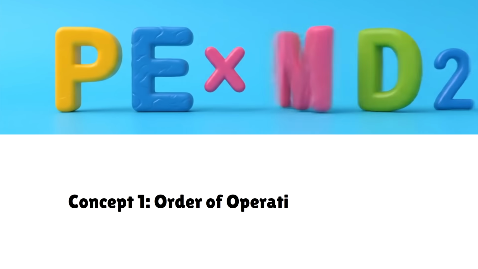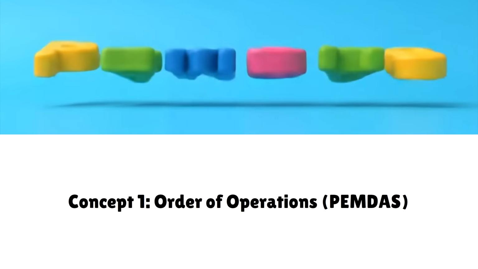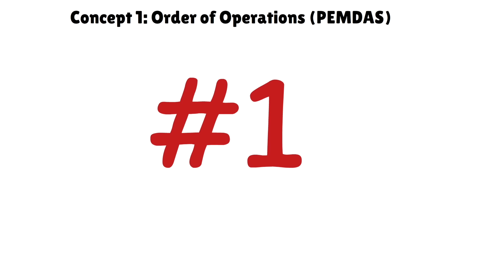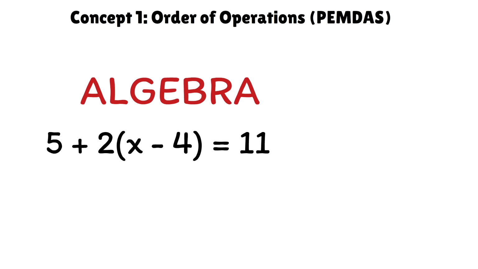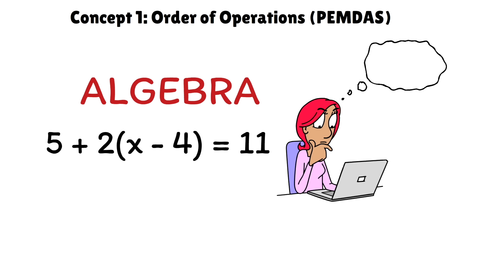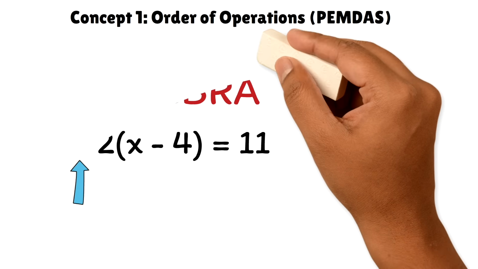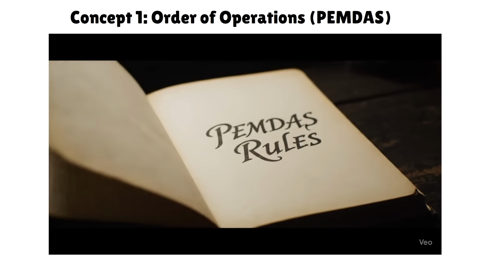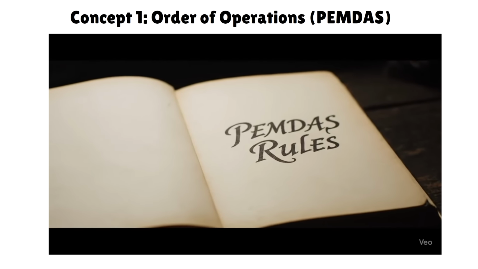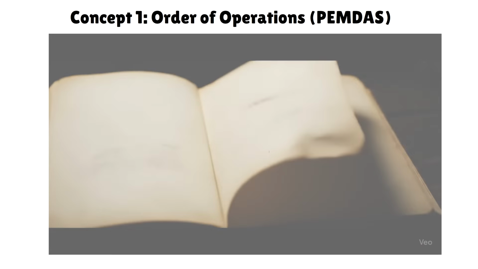First up, PEMDAS and Reverse PEMDAS. Why is this the number one thing to review? Because in algebra, you'll see problems like 5 plus 2 in parenthesis, x minus 4 equals 11. If you don't know PEMDAS, your brain might tell you to do 5 plus 2 first. That's a critical error. PEMDAS or Reverse PEMDAS is the rulebook that tells you what to handle first. Mastering this rulebook is the key to solving almost every type of algebra problem. So, let's dive right in.